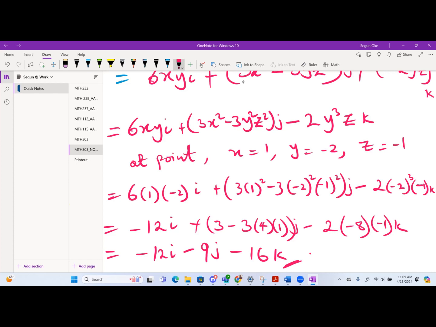Any question, please? They can also ask us to find the unit vector of this particular one. Okay, let's solve one more question, then probably in the next class we continue from there to divergence.